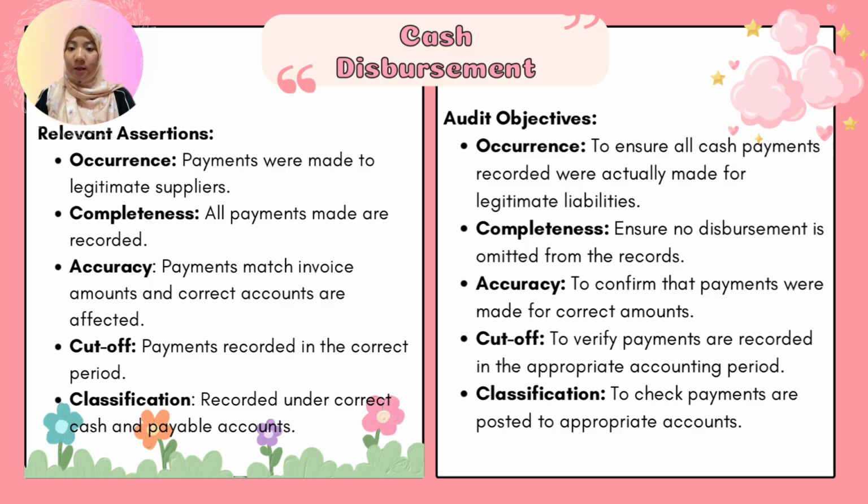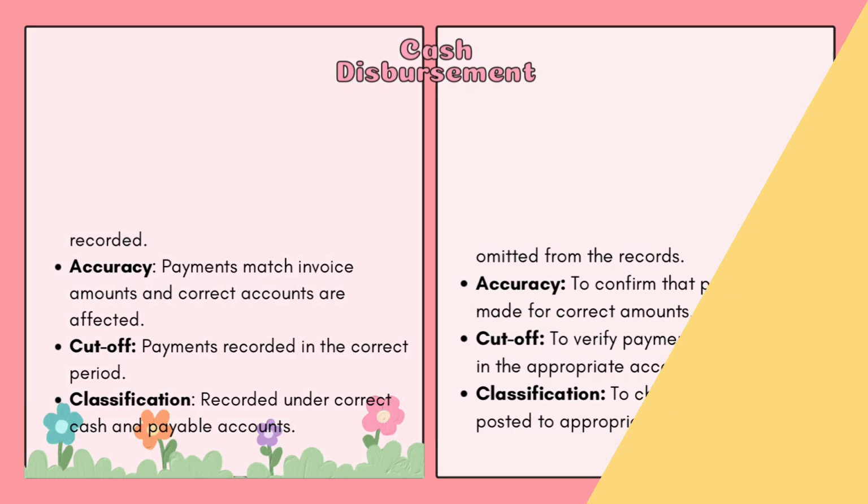Third, accuracy. Payments match invoice amounts and correct accounts are affected. The audit objective is to confirm that payments were made for correct amounts. Fourth, cut off. Payments recorded in the correct period. The audit objective is to verify payments are recorded in the appropriate accounting period. Last, classification. Recorded under correct cash and payable accounts. The audit objective is to check payments are posted to appropriate accounts.